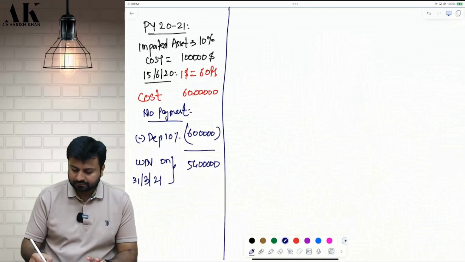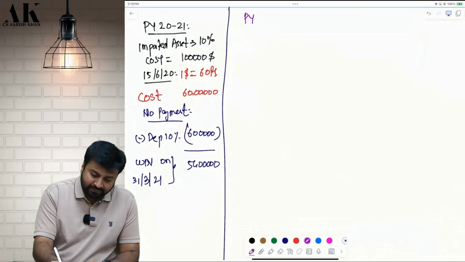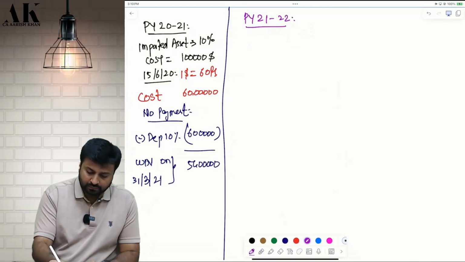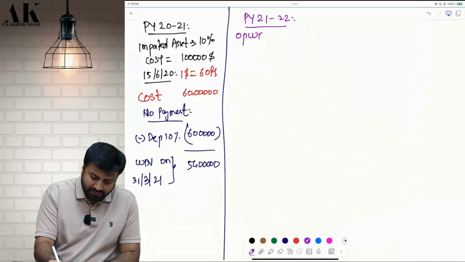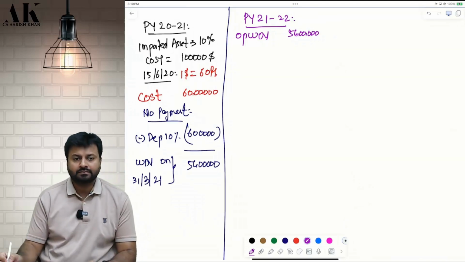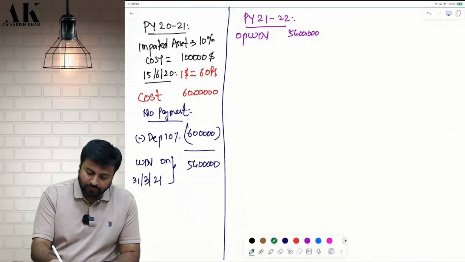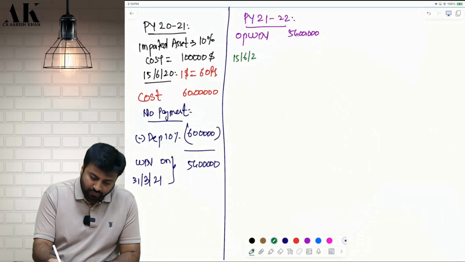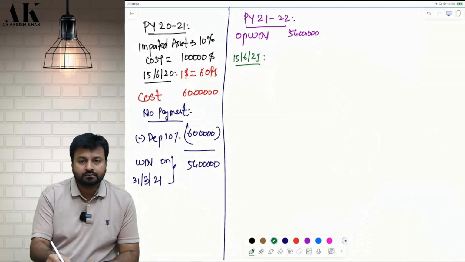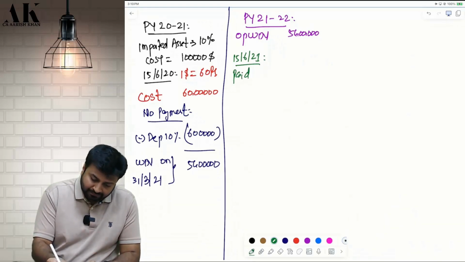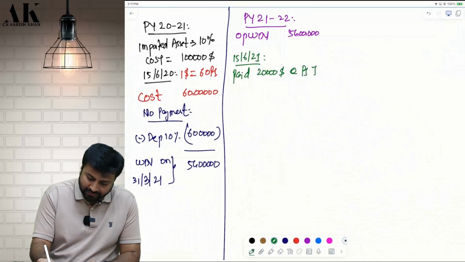Now, in the next year, 21-22, my opening WDV is how much? 54 lakhs. Correct? Now suppose on 15th of June 2021, I paid $20,000 and when I paid, $1 was 70 rupees.